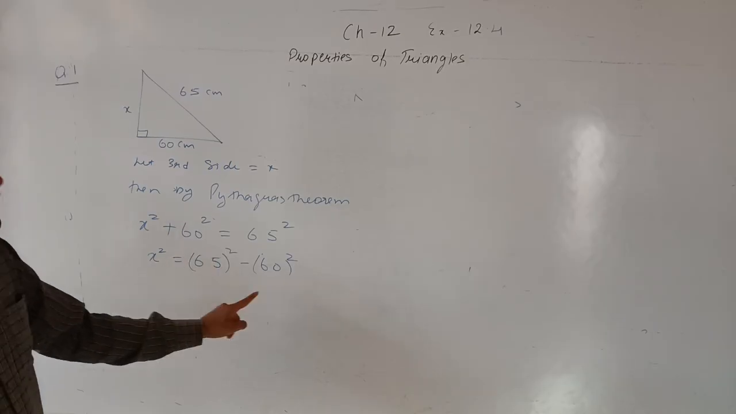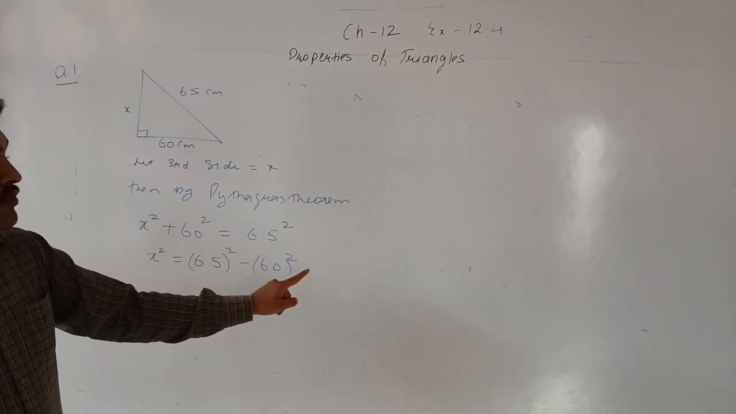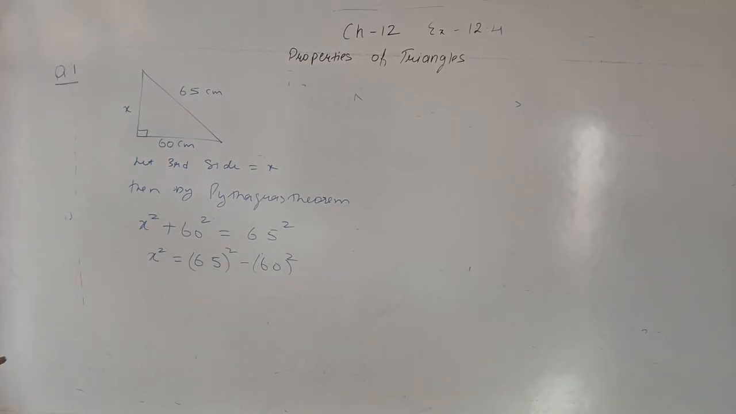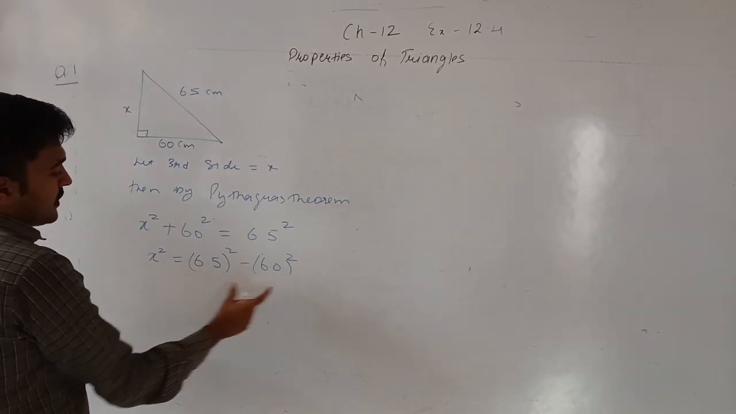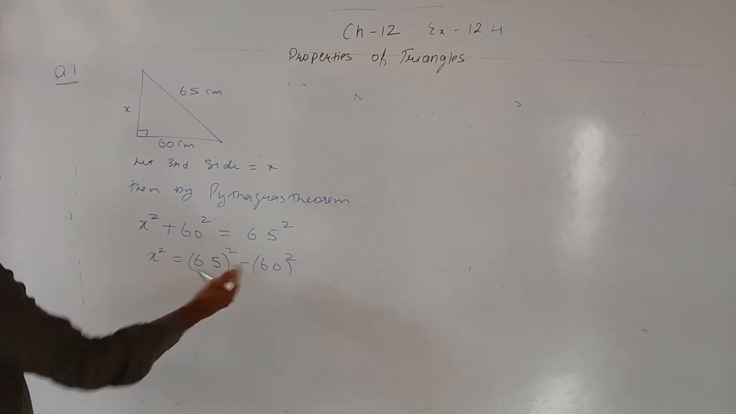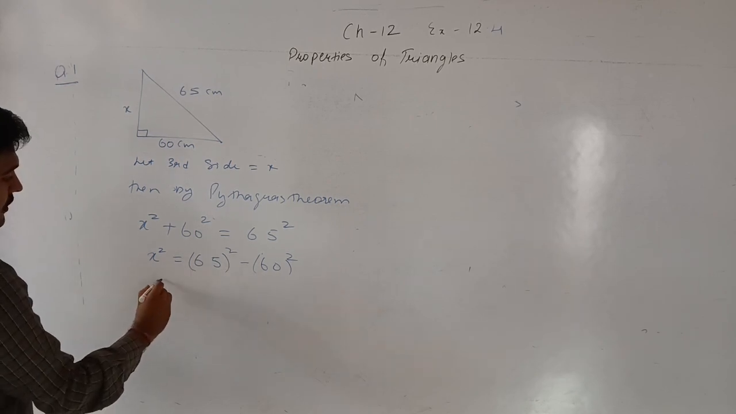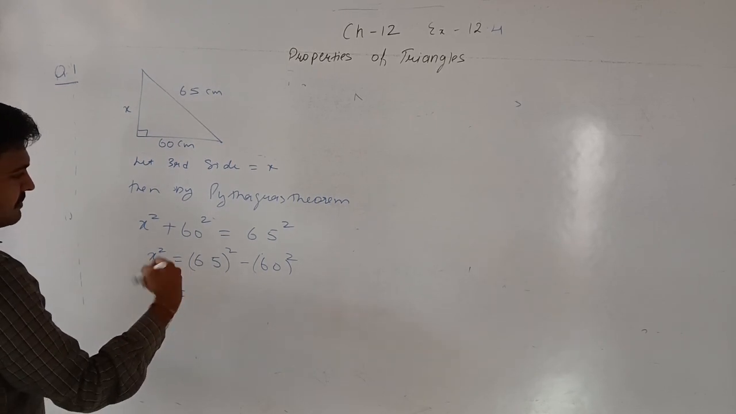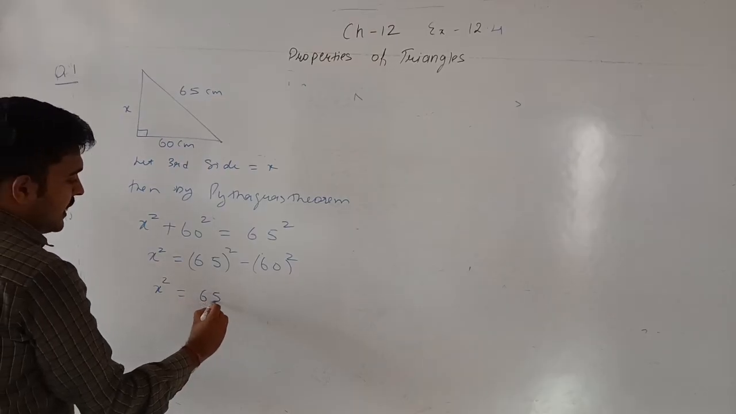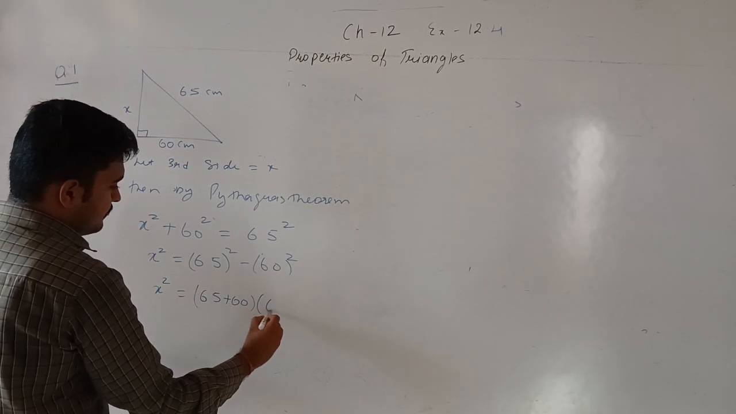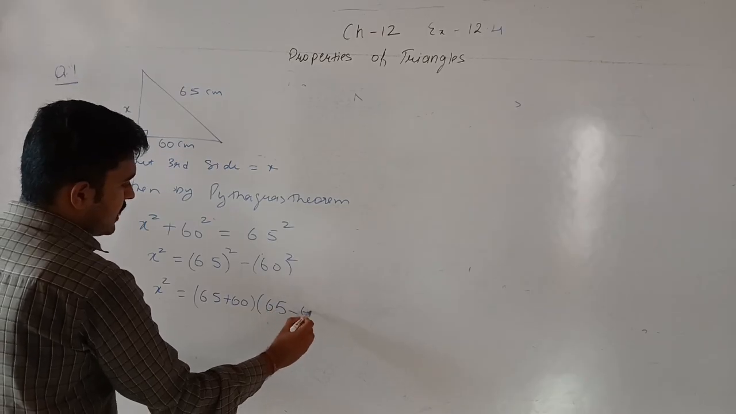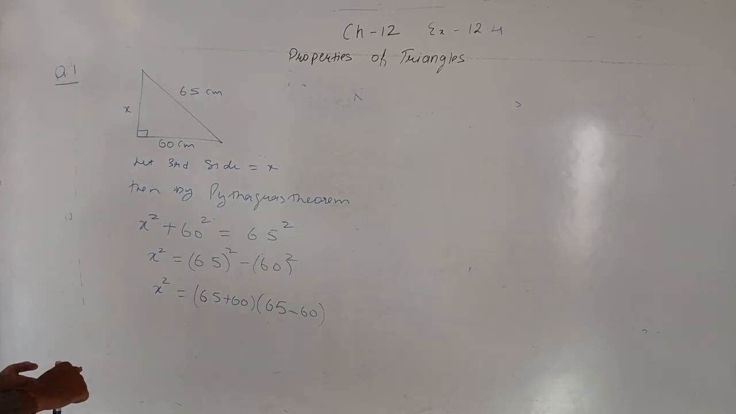So here it is a squared minus b squared, so we can use the formula here. a squared minus b squared is equal to a plus b into a minus b. So 65 is equal to a, 60 is equal to b. So x squared will be equal to a squared minus b squared, so a plus b into a minus b, that is 65 plus 60 into 65 minus 60.